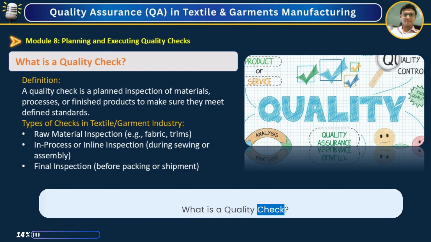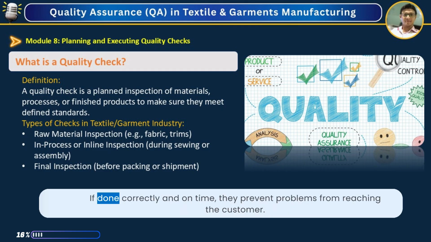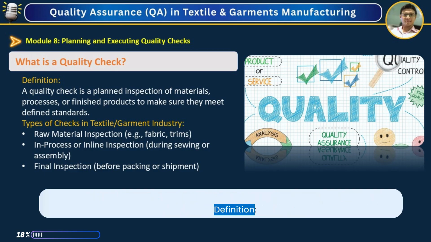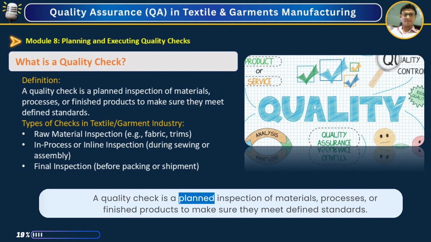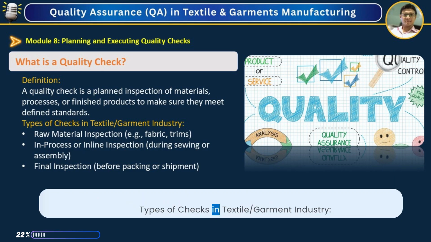What is a quality check? Each check acts like a safety net. If done correctly and on time, they prevent problems from reaching the customer. Definition: a quality check is a planned inspection of materials, processes, or finished products to make sure they meet defined standards.